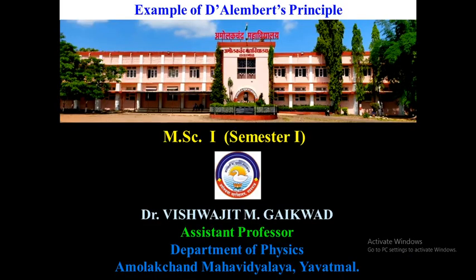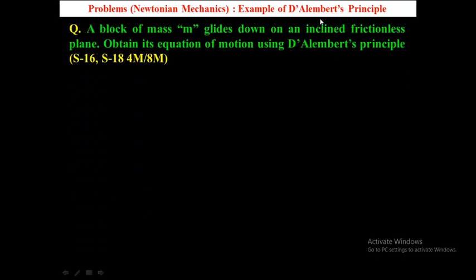Hello students, today we are going to study an example of D'Alembert's principle. It is related to a problem of Newtonian mechanics. This is the example: a block of mass m glides down an inclined frictionless plane; obtain the equation of motion using D'Alembert's principle. This problem was asked in the summer 16 and summer 18 examinations for 4 and 8 marks.